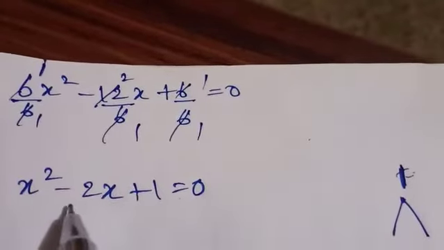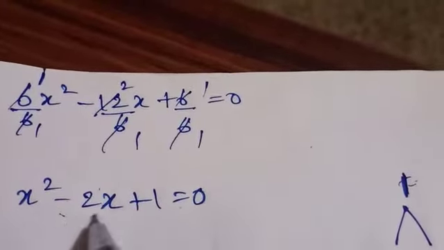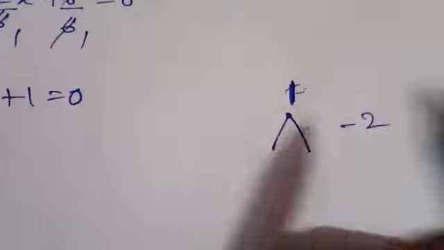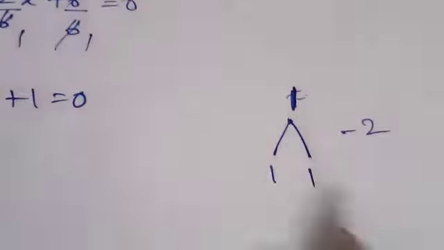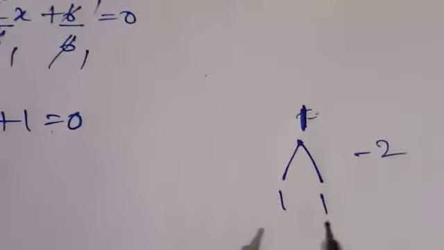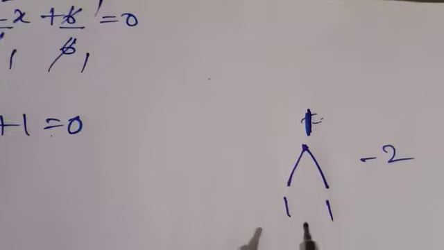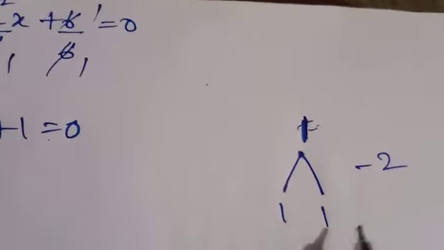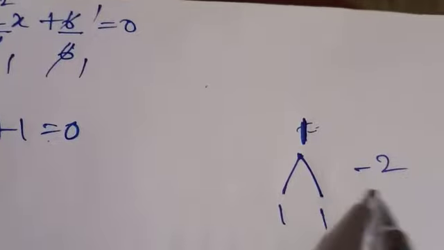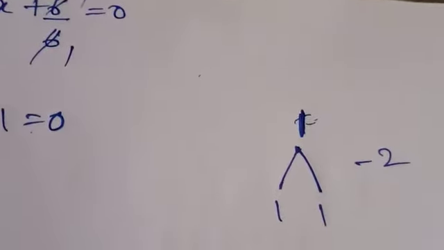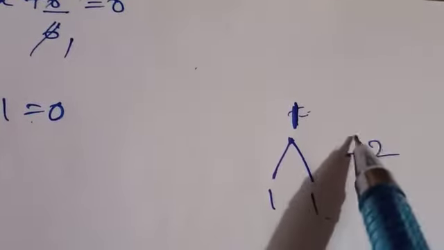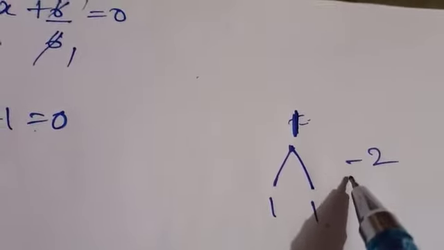Next, what is the coefficient of x? Minus 2. So in which table does 1 occur? 1 ones are 1. After this we have to check whether by adding or subtracting these two 1s we get minus 2. If we add 1 plus 1 we'll get 2, but what do we have to get?